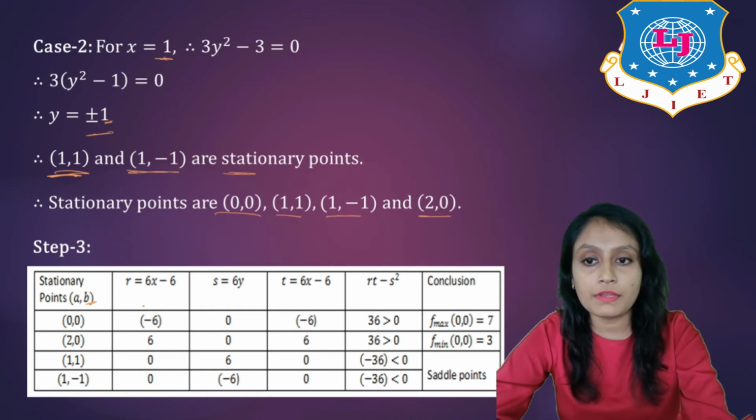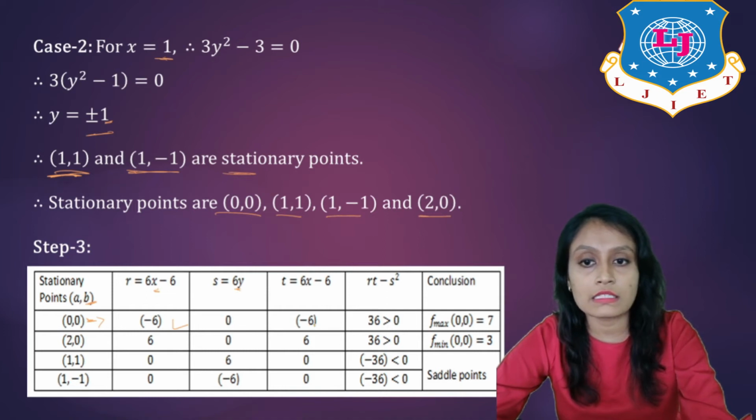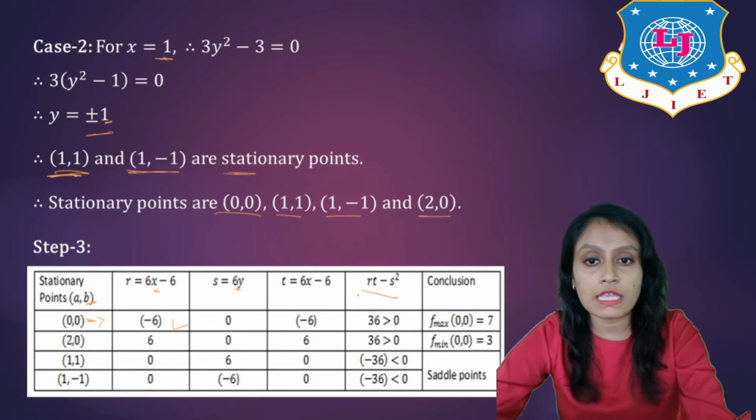First simplify this for the particular point 0, 0. Here in place of x write down 0. So you will get minus 6. Then in place of y write down 0. So you will get 0. Again in place of x 0. So you will get the answer minus 6. Now we have to find rt minus s square. Multiply r and t. So you will get 36 minus s square, which is 0. So 36 is greater than 0.